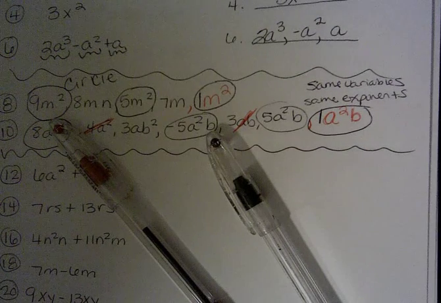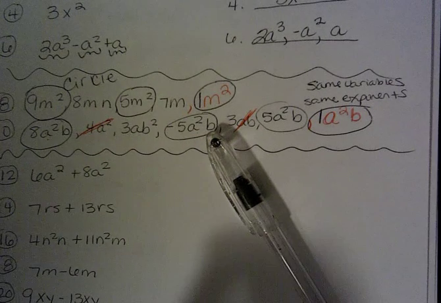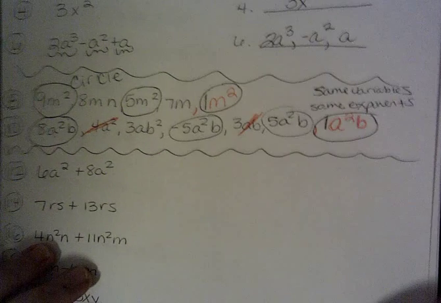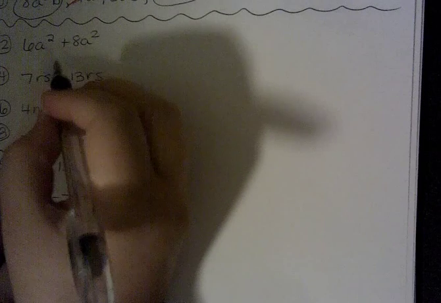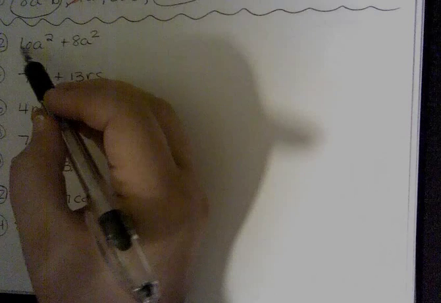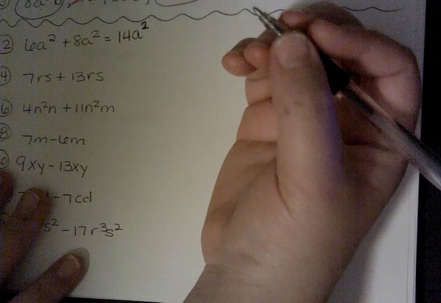Now, let's go ahead and look at problem numbers 12 through 32 even. The directions tell us to combine our like terms. So on problem number 12, it says we have 6a squared plus 8a squared. So let's say that the a squared represents apples. And let's say you have 6 apples plus 8 apples. Well, then you would tell me that we had 14 apples.